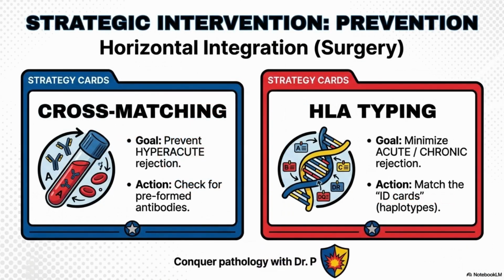How do we stop this war? Well, look at strategic intervention, that is prevention. I'm handing you two strategy cards. Cross-matching. The goal here is to prevent hyperacute rejection. We check for preformed antibodies right now. HLA typing. The goal is to minimize acute and chronic rejection, and we match the ID cards, that is the haplotypes.